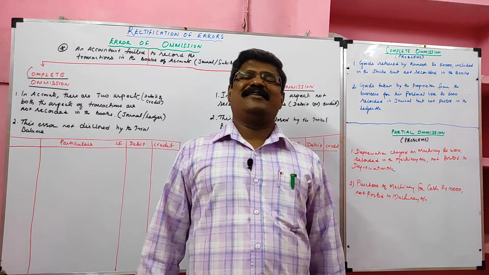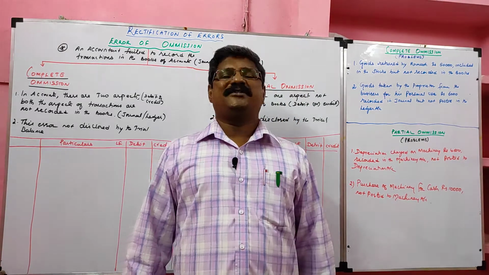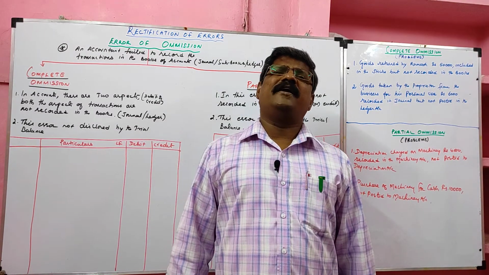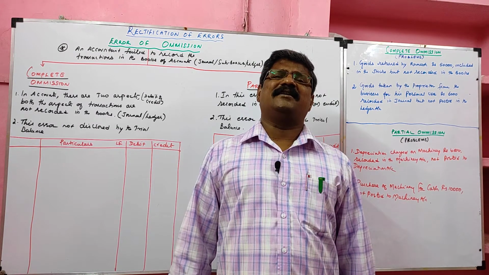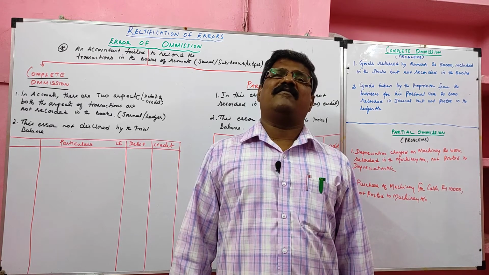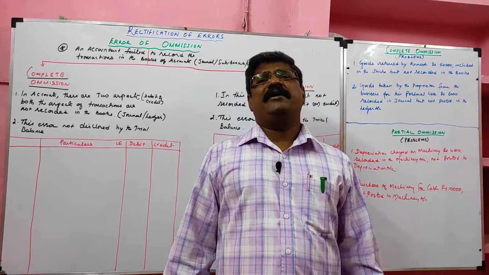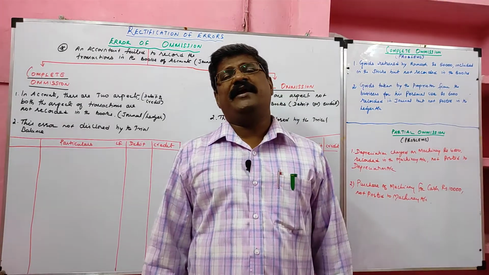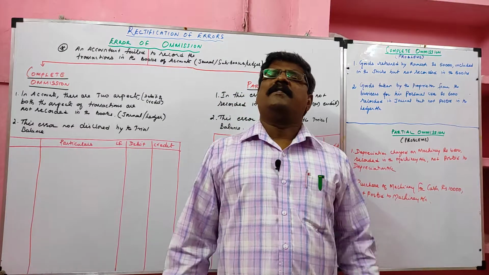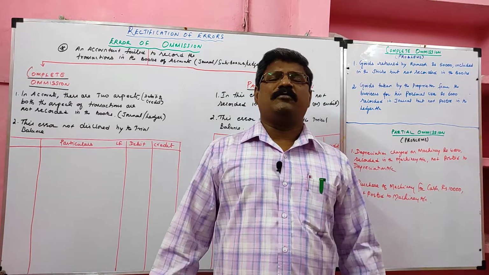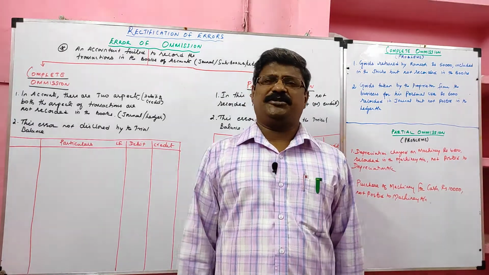Students, today we are going to learn error of omission. Error of omission means an accountant failed to record the business transaction in the books of accounts. It may be the journal, or a subsidiary book, or a ledger. There are two types of error of omission: complete omission and partial omission.